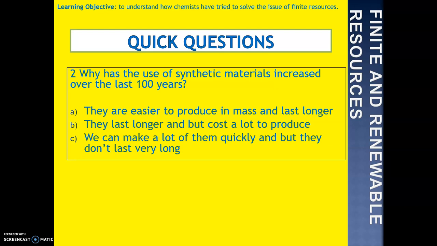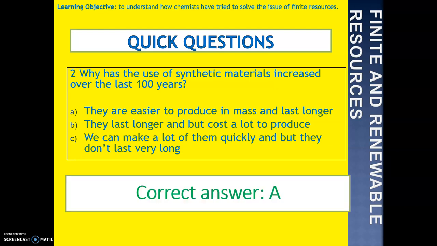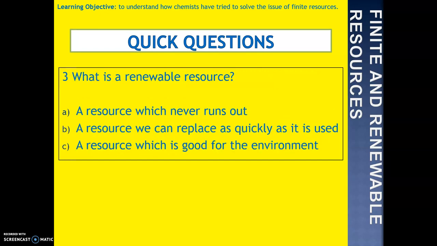Okay, the correct answer is, of course, A. They're easy to produce in mass and they last longer as well. Compared to natural materials, they last a lot longer. They're more durable and more used to wear and tear and can be more resistant over longer periods of time.